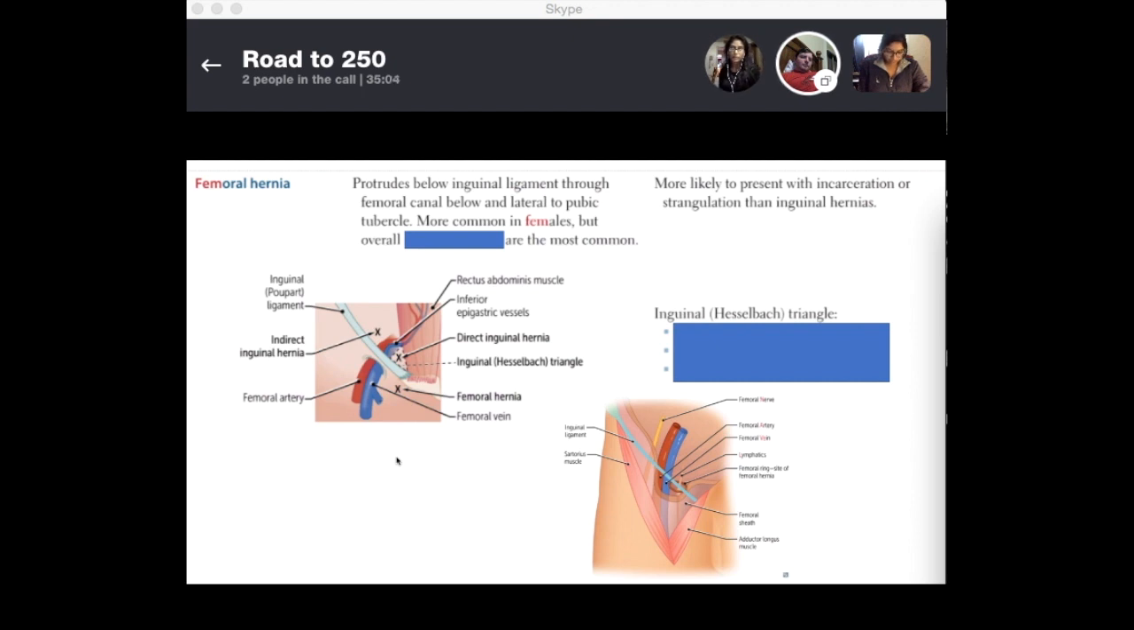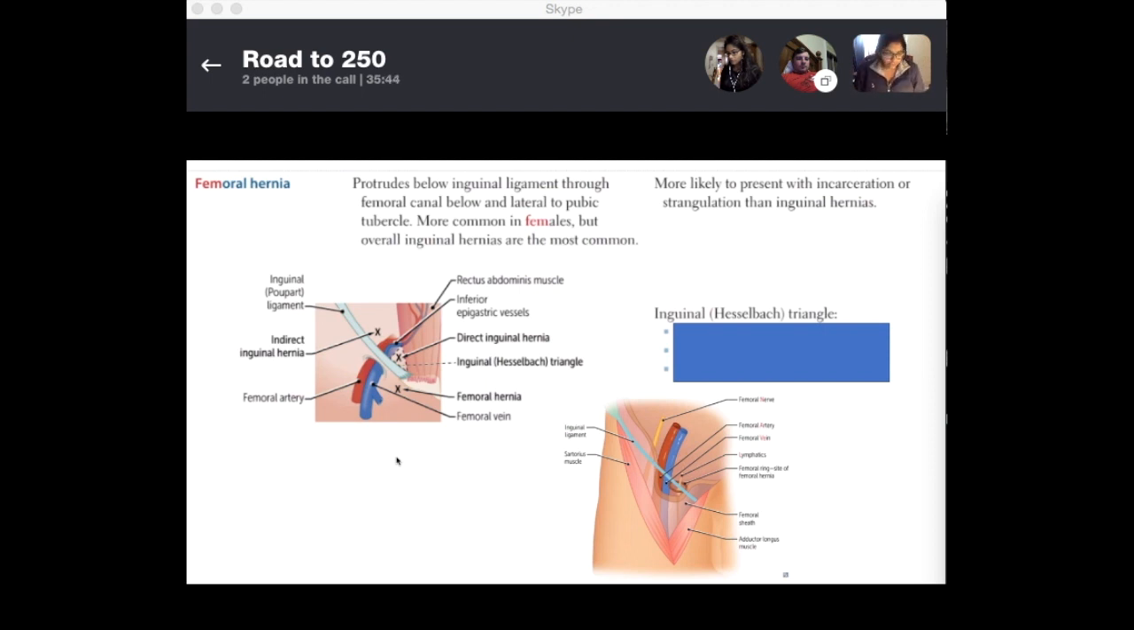And what type of hernias are most common overall, though? The indirect inguinal? They actually just say inguinal. They don't mention which one of those two it is. Okay, and these femoral hernias are more likely to present with incarceration or strangulation than inguinal hernias, just because of where they come out of and what they're stuck underneath.